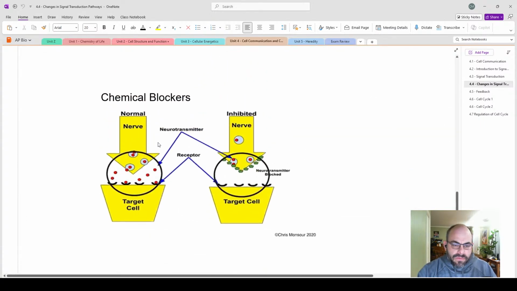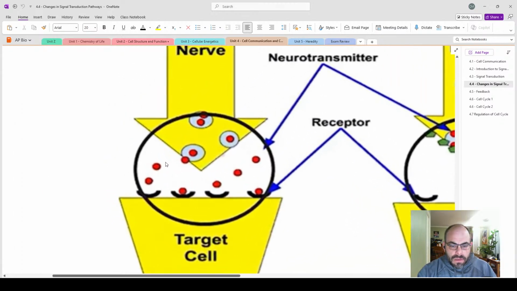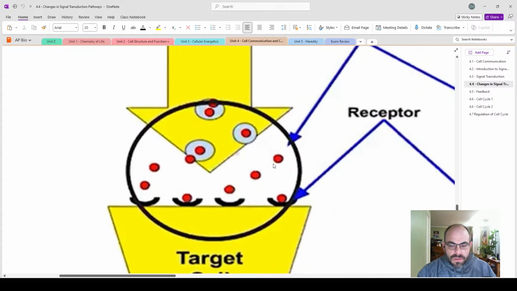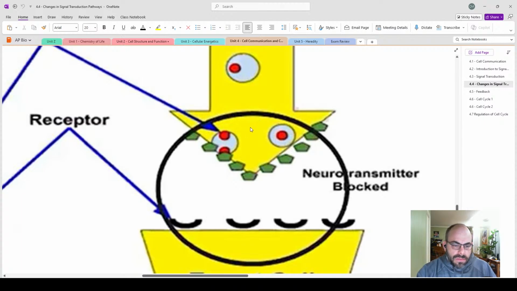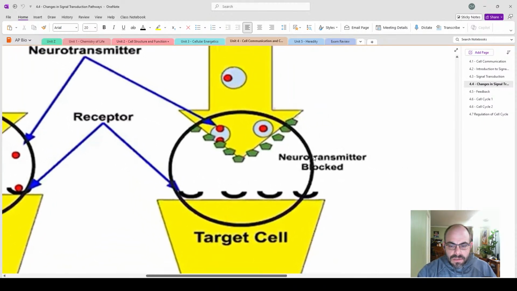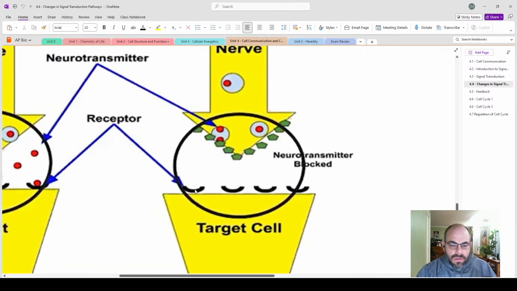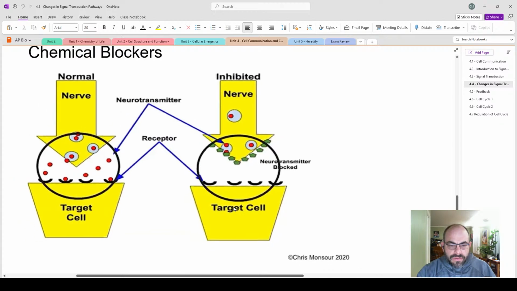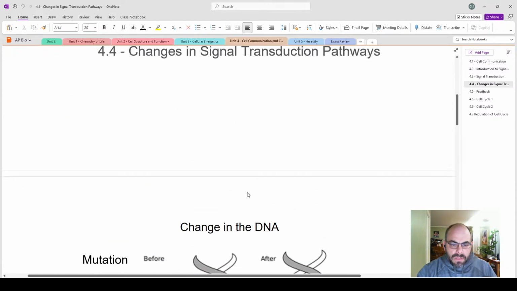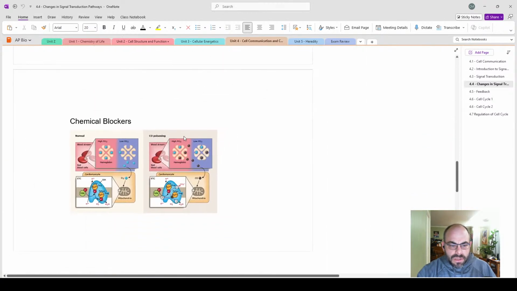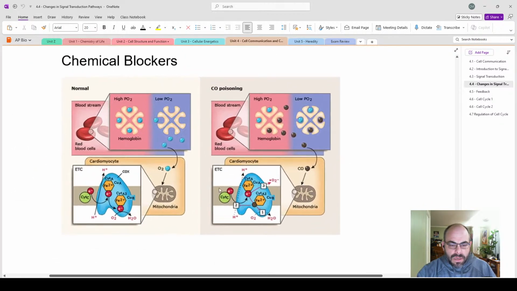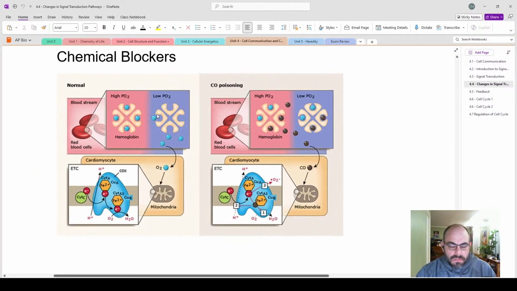The second idea that we talked about in 4.4 was just chemical blockers. Same concept, right? Here's normal. These little dots are chemicals. These little dot receivers are receiving them. Everything's good. Over here, the dots aren't allowed to be released. Why aren't the dots allowed to be released? It's because they're being blocked by some sort of chemical. And so these receptors never receive the dots, and so the target cell never activates. And that was the big thing here. Changes in the transduction pathway, mutation, chemical blockers can cause that. We talked about carbon monoxide taking the place of oxygen. That was the big idea there.